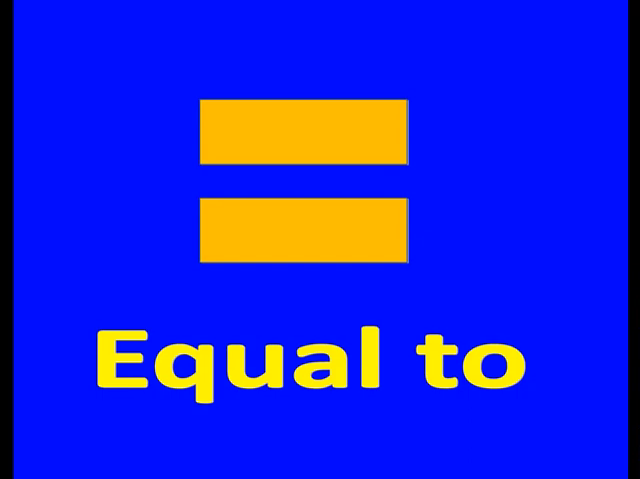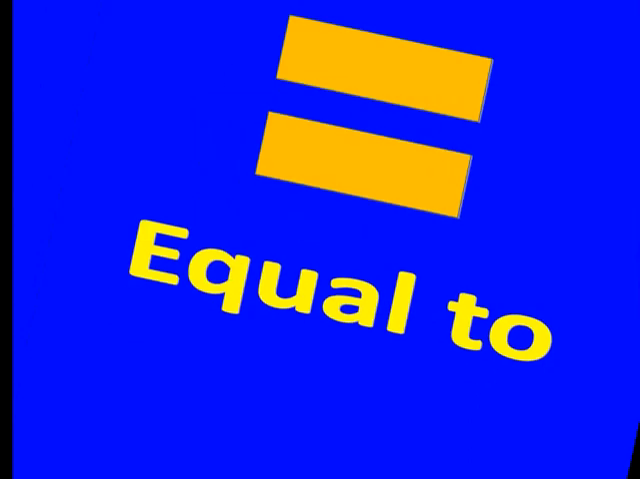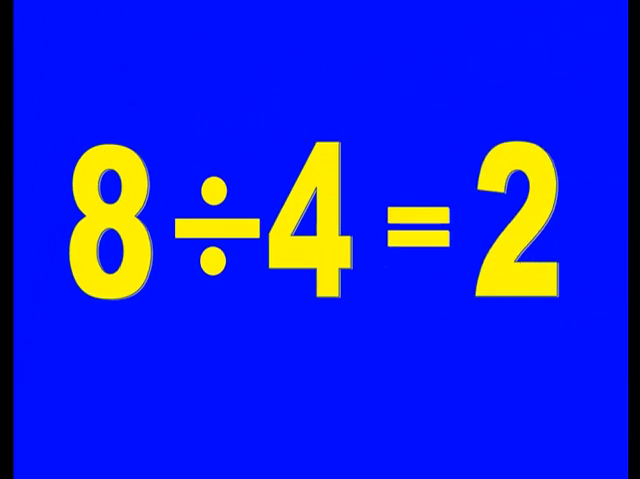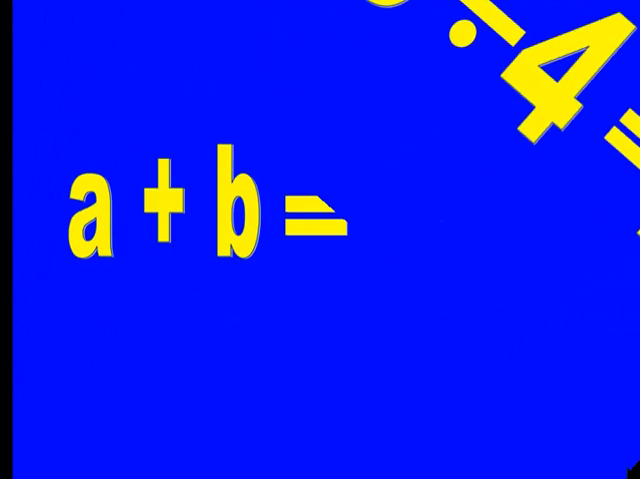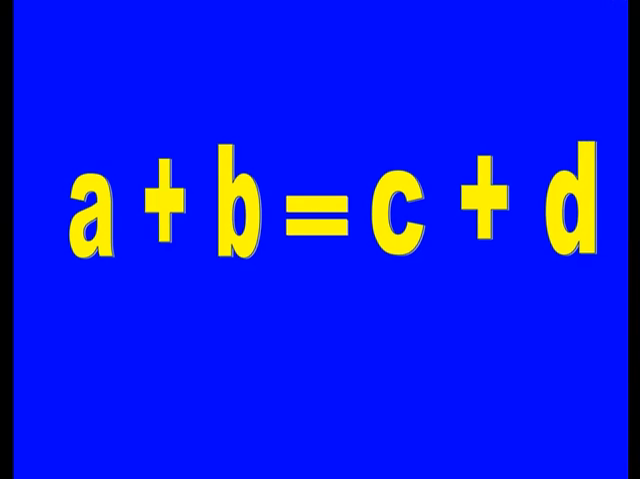Equals. It is most commonly used to show the results of a calculation. For example, 8 divided by 4 is equal to 2. So note that mathematical expressions do have two sides with the equal to sign in the middle. For example, A plus B equal to C plus D. A plus B is the left-hand side, while C plus D is the right-hand side. Take note of these, for we shall use it a lot when we start solving mathematical problems.